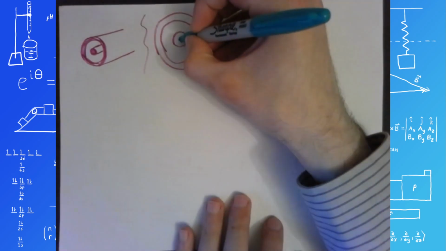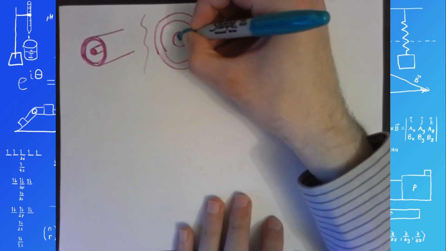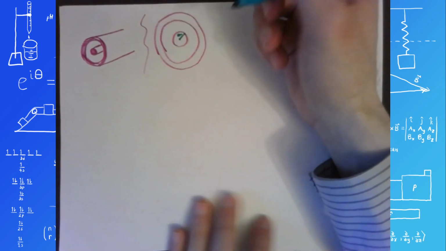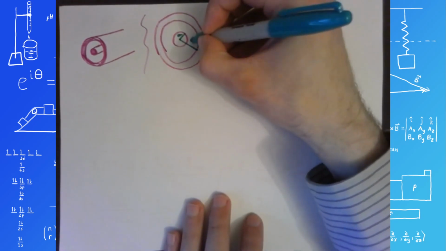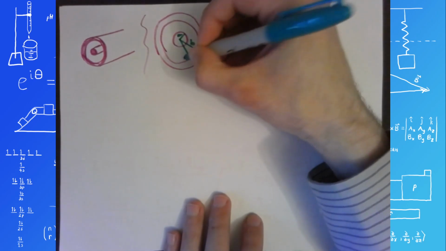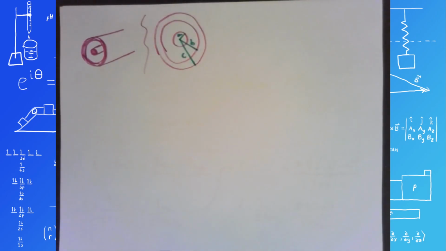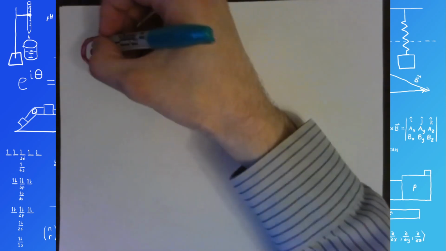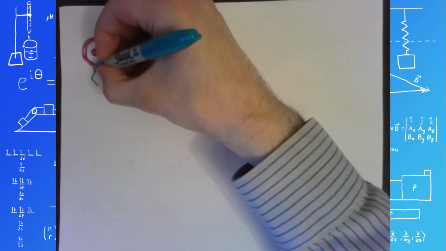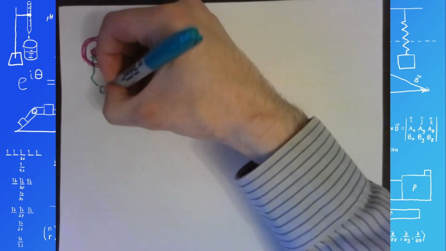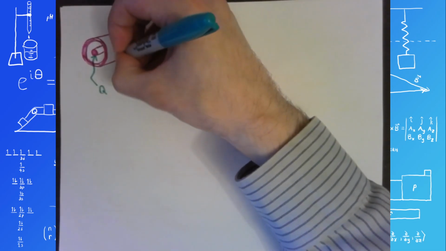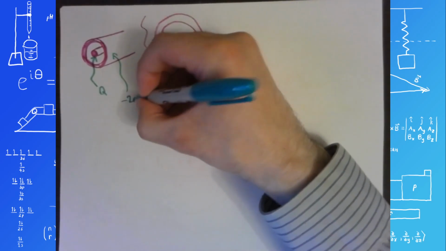Anyway, the radius of the inner cylinder is A, the next radius is B, and the next radius is C, as per tradition. You just label them A, B, C, D, and so on, from shortest to longest. They said that the inner cylinder has a total charge of Q on it, while the outer cylinder has a total charge of negative 2Q.